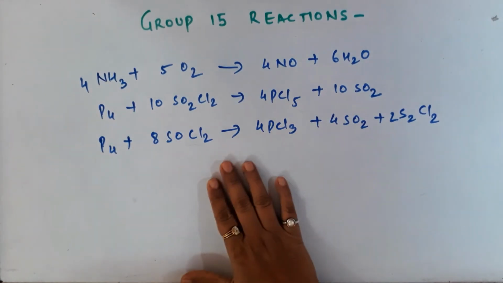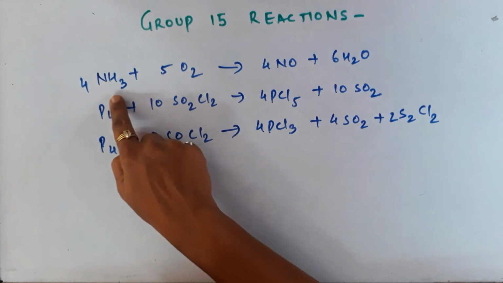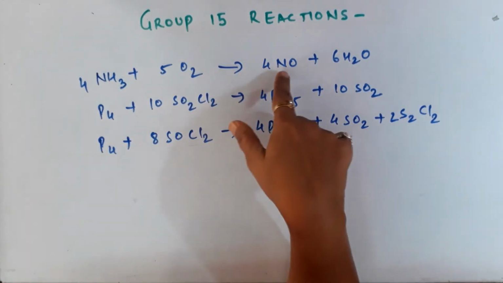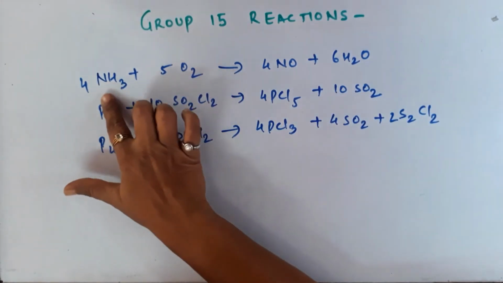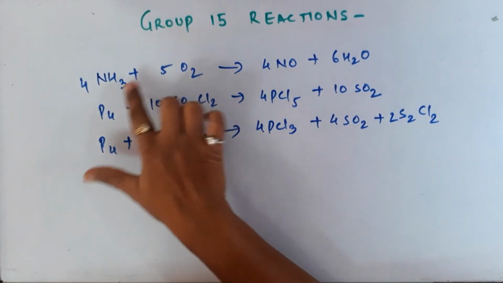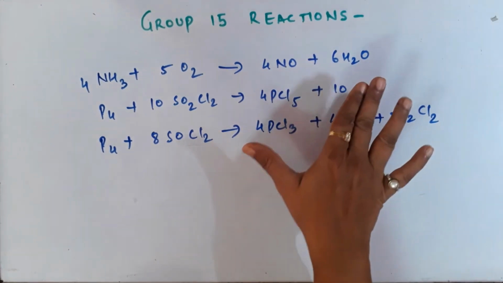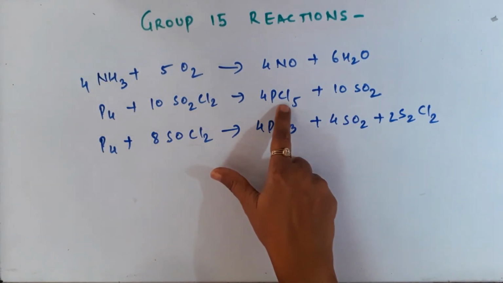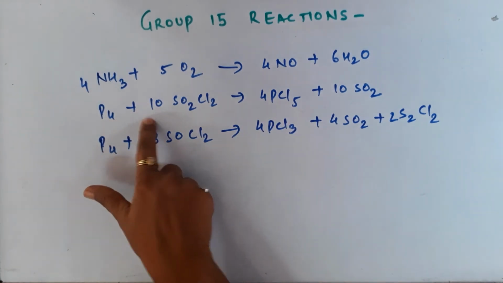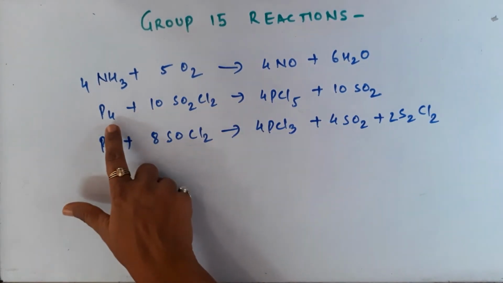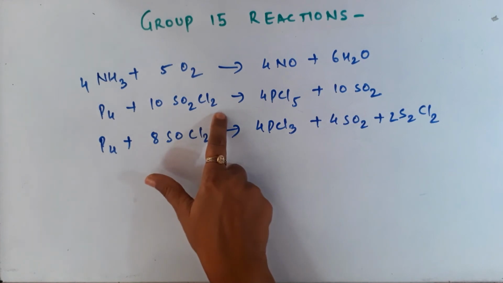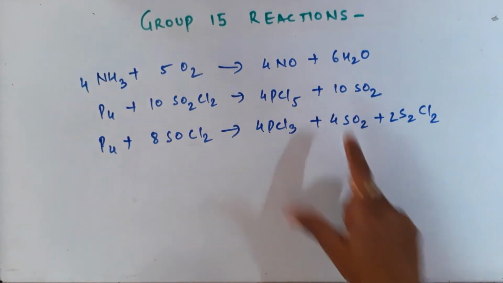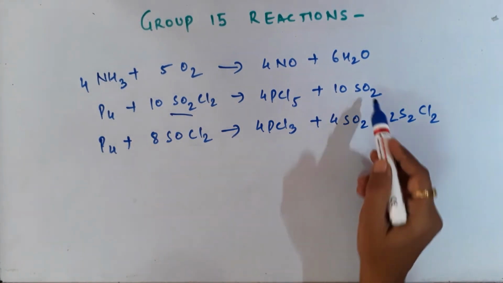Now these are the last reactions where we will see that oxidation of ammonia can take place. Ammonia will react with oxygen to form nitric oxide plus water, NO and H2O, like that. Then this is the second method for preparation of PCl5. First method was phosphorus plus a lot of chlorine, you will get PCl5. This is the second method, phosphorus plus sulfuryl chloride will give you PCl5 plus SO2. SO2 will come out here.